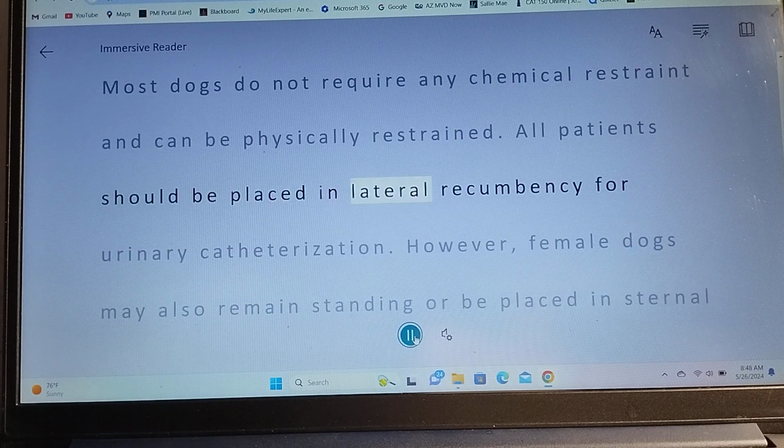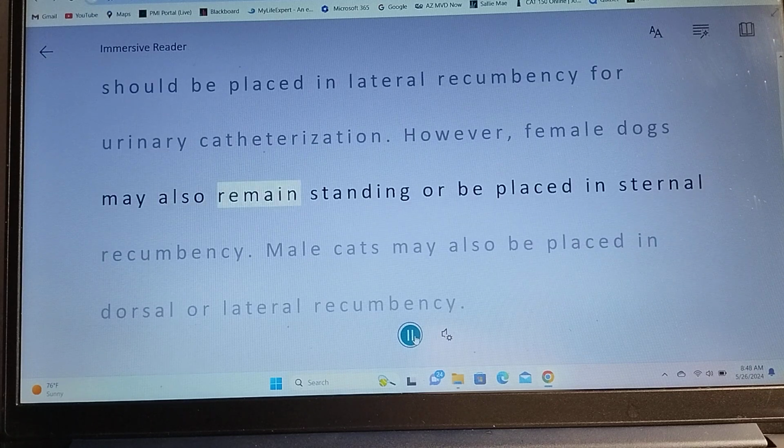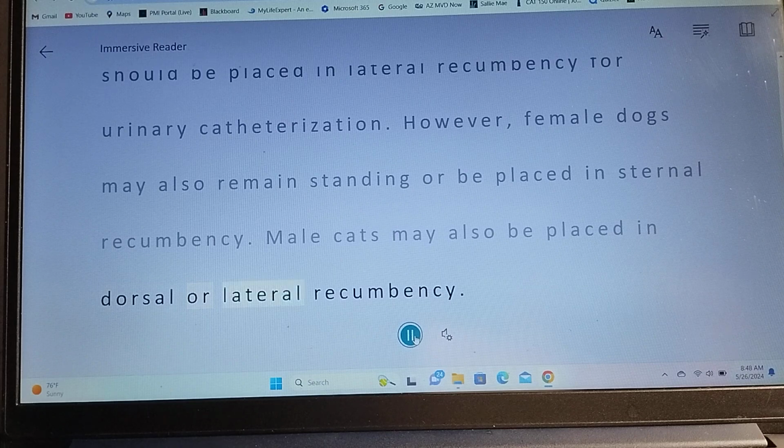All patients should be placed in lateral recumbency for urinary catheterization. However, female dogs may also remain standing or be placed in sternal recumbency. Male cats may also be placed in dorsal or lateral recumbency.